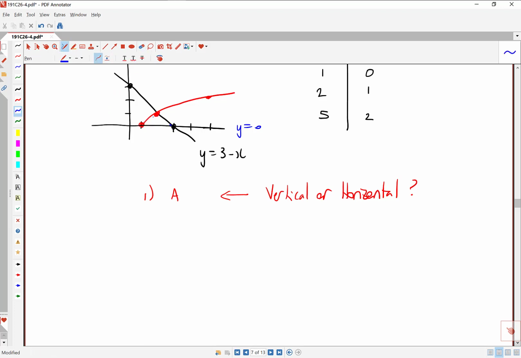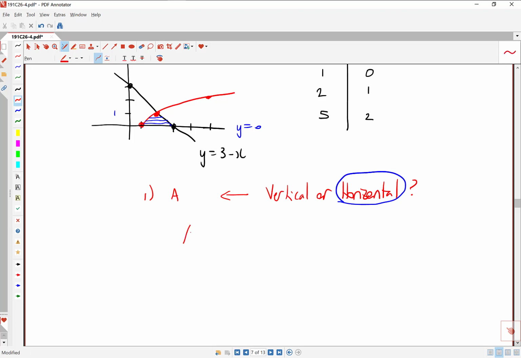So now let's consider horizontal slices. Let's think about filling in our region with some horizontal slices. Every horizontal slice would be hitting the square root function on the left and the line on the right. So that seems like that would work great. So we're going to use horizontal slices for this problem, and we're going to practice that approach.